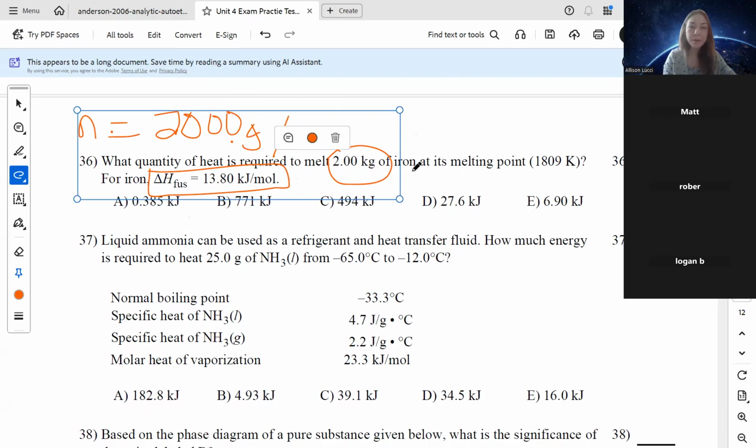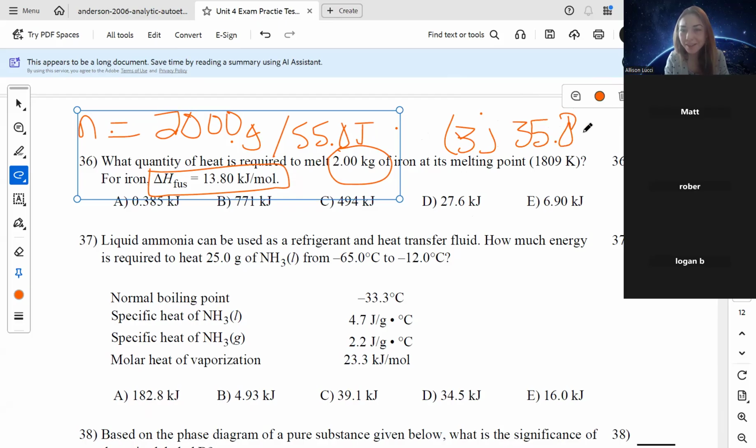So I go to my periodic table. I see that's about 55.85 grams per mole. So I'm going to divide my 2,000 by 55.85, and I see that I have about 35.8 or so moles. All right, that's not going to get any better.